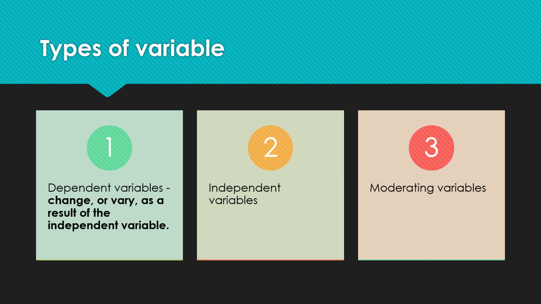As you can see here, dependent variables change or vary as a result of the independent variable. Then we have independent variables, which do not change with the effect of anything. And the third one is moderating variables.